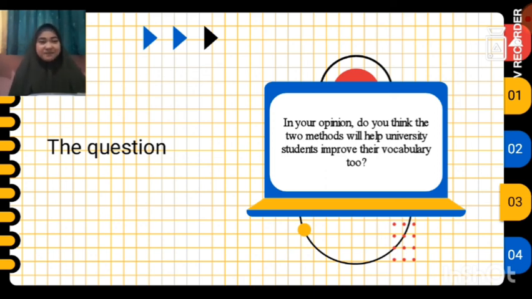Thank you, Miss Sinta. And then the last is the conclusion. The conclusion of this research is that the keyword method is more effective than TPR in teaching new vocabulary words in a foreign language to early elementary school children.